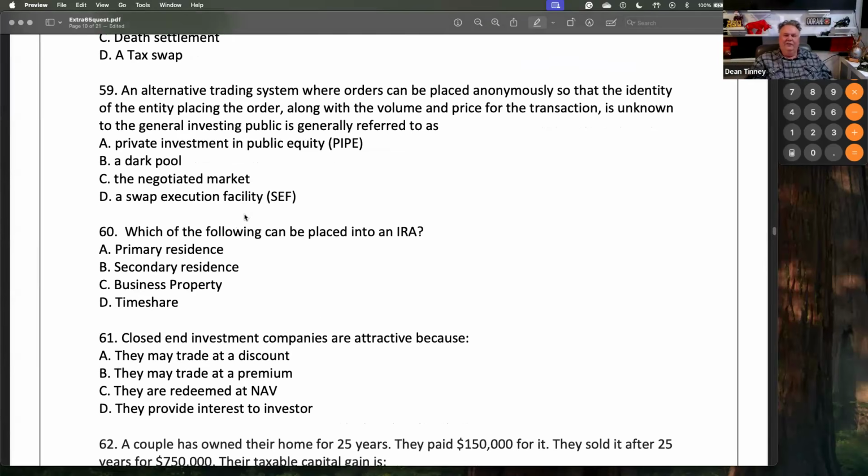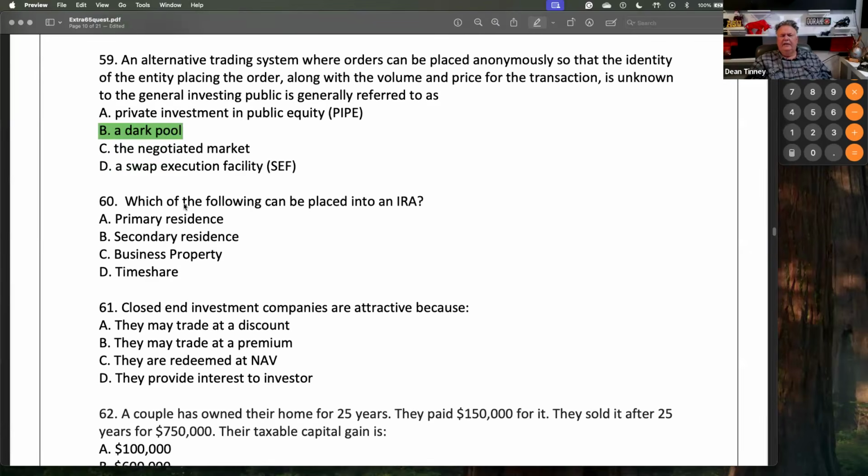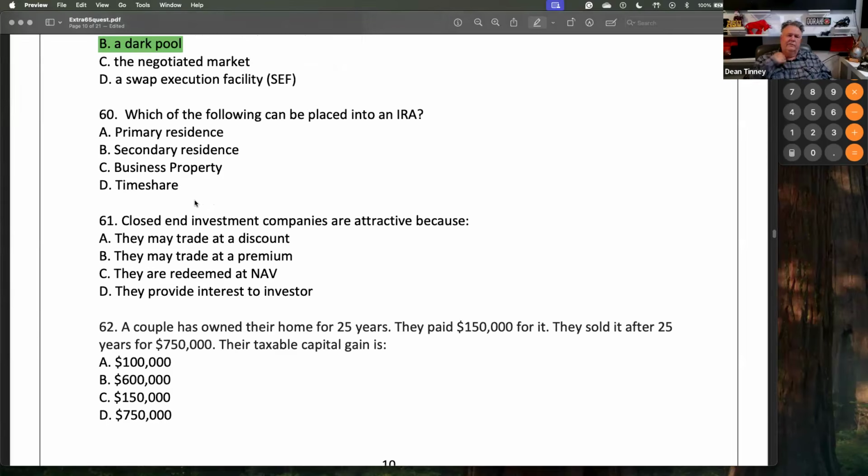An alternative trading system where orders can be placed anonymously. There's the key word. So the identity of the entity placing the order, if I'm an institutional investor, this sounds pretty good, along with the volume and price, is unknown to the general investing public, is generally referred to as a dark pool. Right on. Keyword there is anonymous. I would probably add to this, it's an institutional kind of a thing. It's not for retail investors.